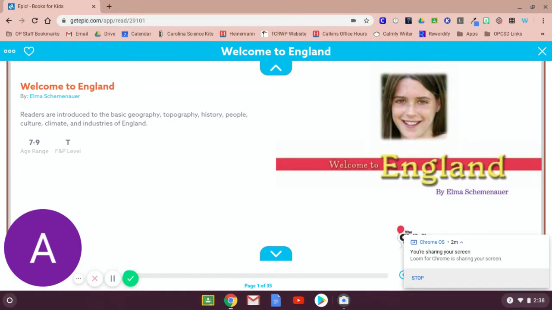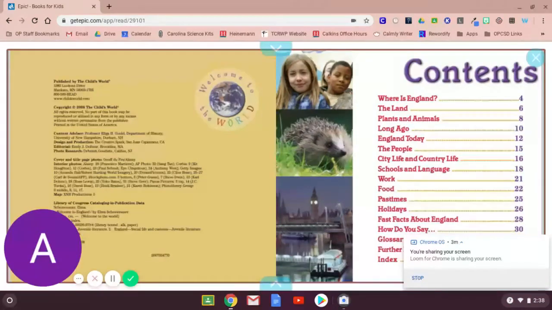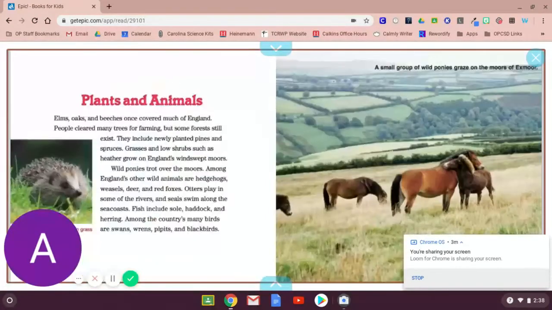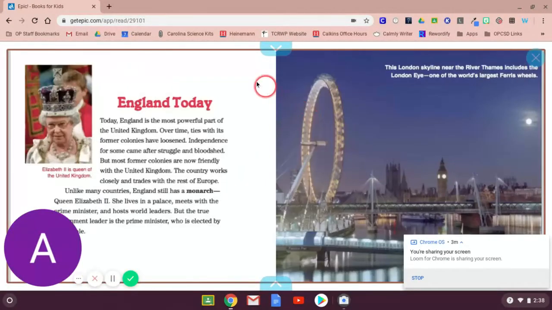I'm not going to read this whole book from front to back because you will have that opportunity to do that later today if you haven't already. We're just going to take a peek at a couple specific spots to help us practice looking at those labels. In this case today, we're going to be looking at captions as well as the text that we read. So I'm going to flip the page and look at my table of contents, and I'm going to skip all the way down to page 12 where it says England Today. I'm going to flip my page, and we're going to read about England Today.